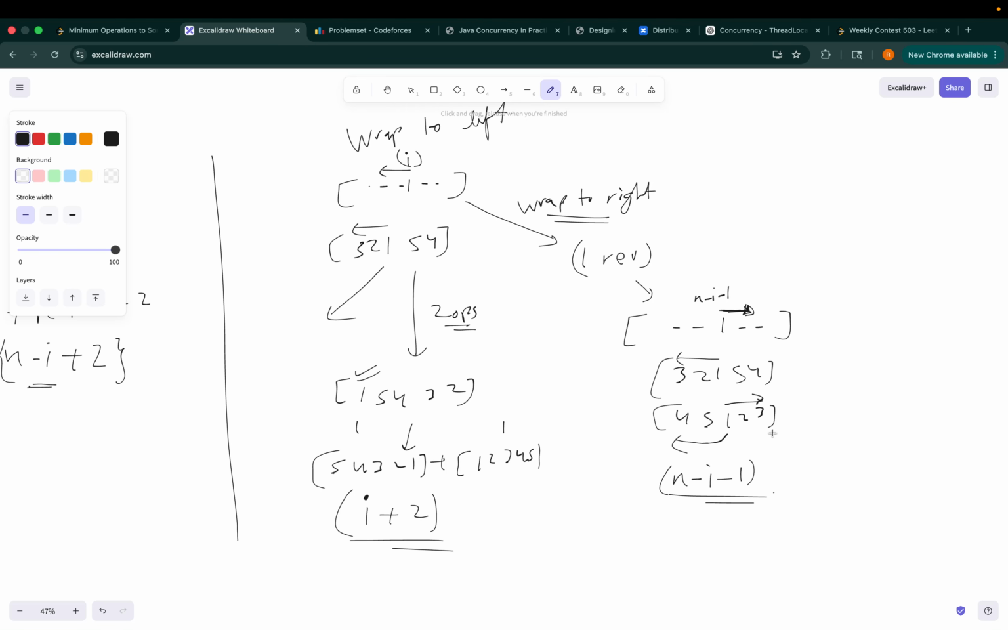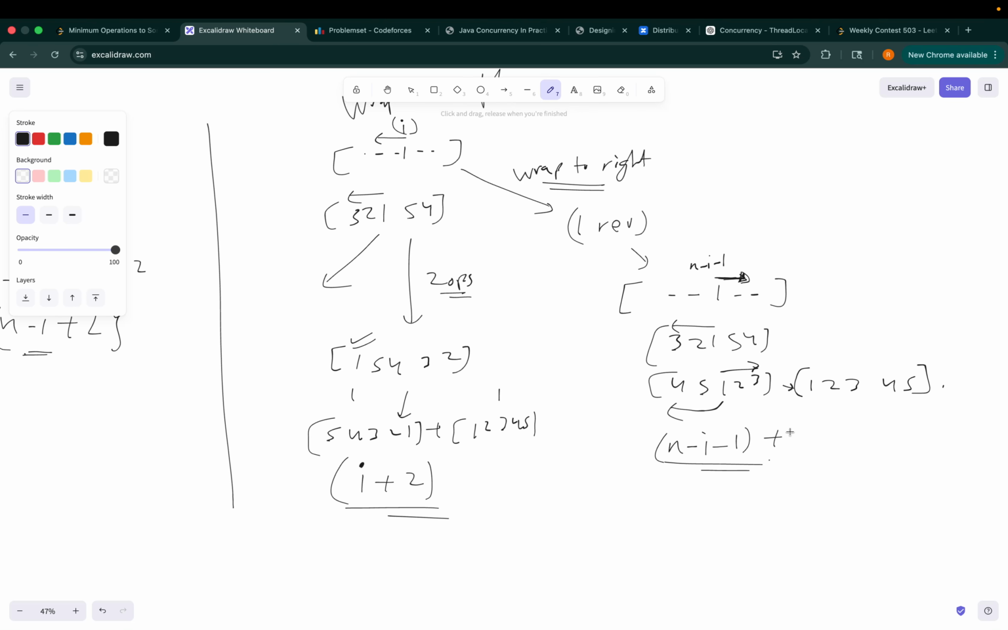So if you do 1 2 3 4 5, 4 5 1 2 3, okay. Plus one reverse, right? Plus one reverse we did in order to wrap. So you get n minus I operations. So you take the minimum of these two now. Okay.